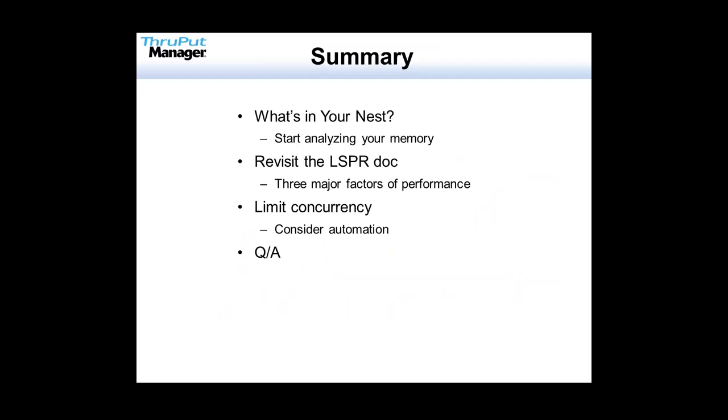So to sum up, do yourself a big favor and start looking at your 113s if you're not already. There's a wealth of information in there. Consider I/O buffers, limited application mixes, simple LPAR configurations, and most of all, limit concurrency. It's clear to me that less really is more, and automation is the most effective path to maximize your throughput.